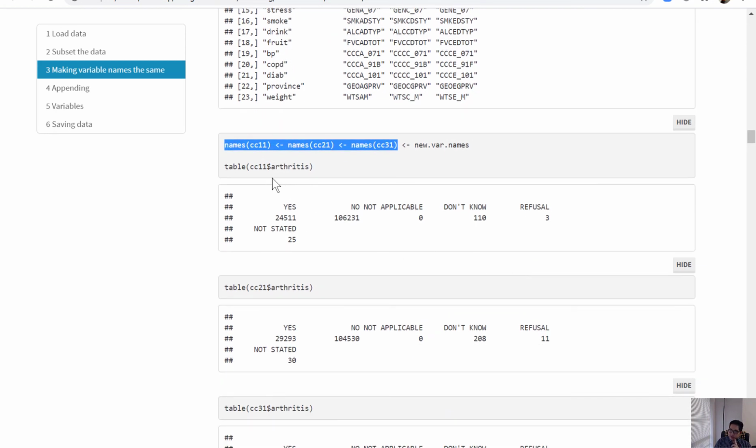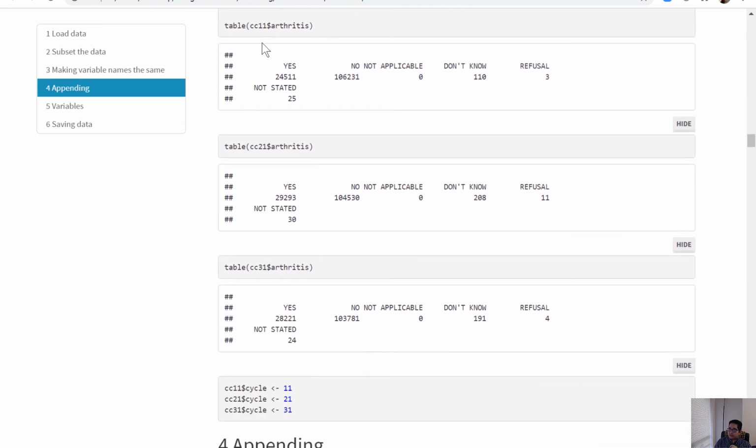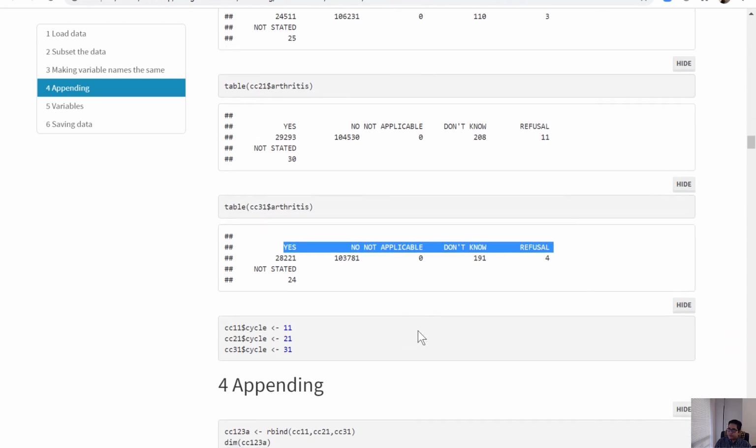And then you can try to check whether in the first dataset, the arthritis variable was giving you the right result that you were expecting. So in CCHS 1, 2, and 3, you can get the same type of responses in different frequency, of course.